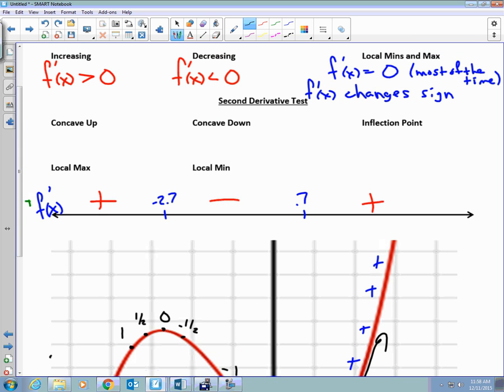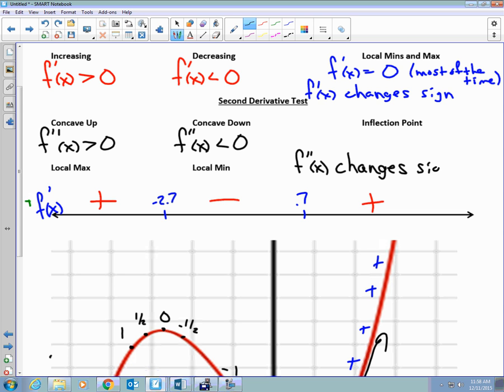All right, so concave up happens to be where f double prime of x is greater than 0. Concave down happens when f double prime of x is less than 0. And a point of inflection happens when f double prime of x changes sign. That's also when f double prime of x is equal to 0, most of the time.